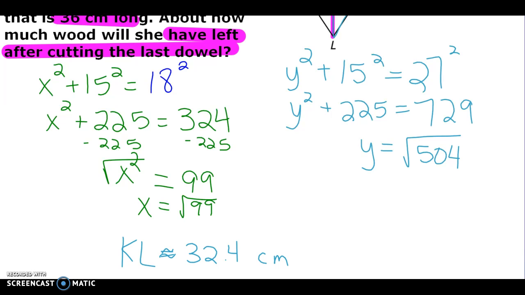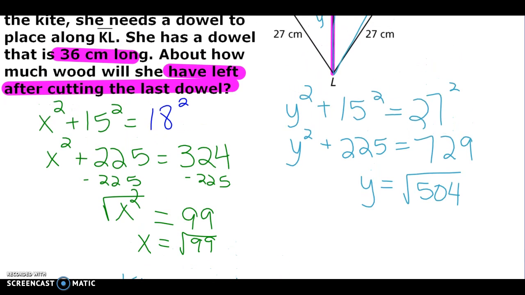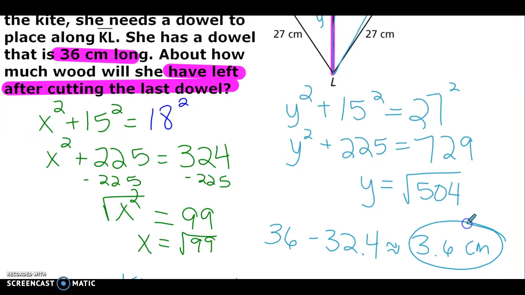Circle it, move on. No. Before you do that, make sure you go back. It says about how much wood will she have left? So you just need to do 36 minus 32.4. So she has left about 3.6 centimeters. And now you can circle it and move on.